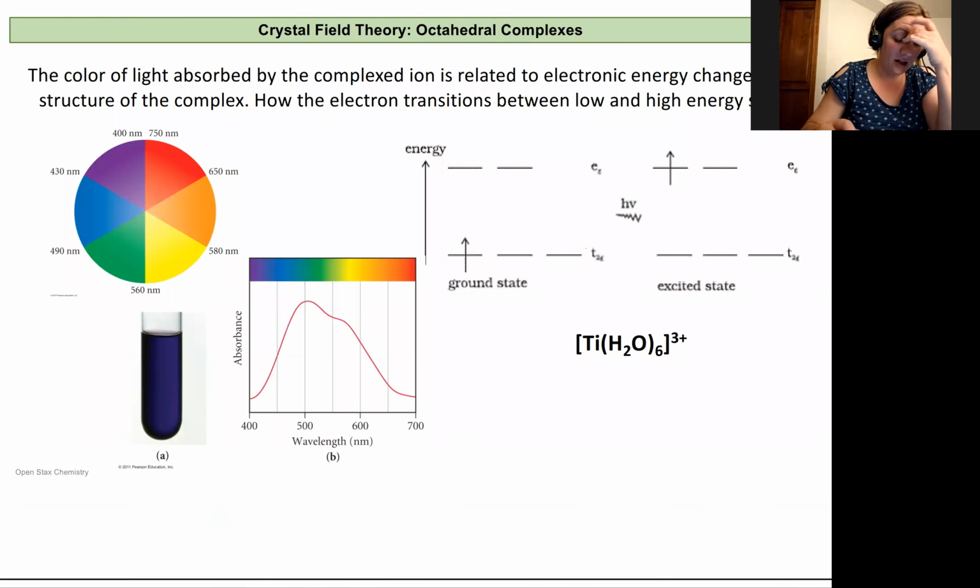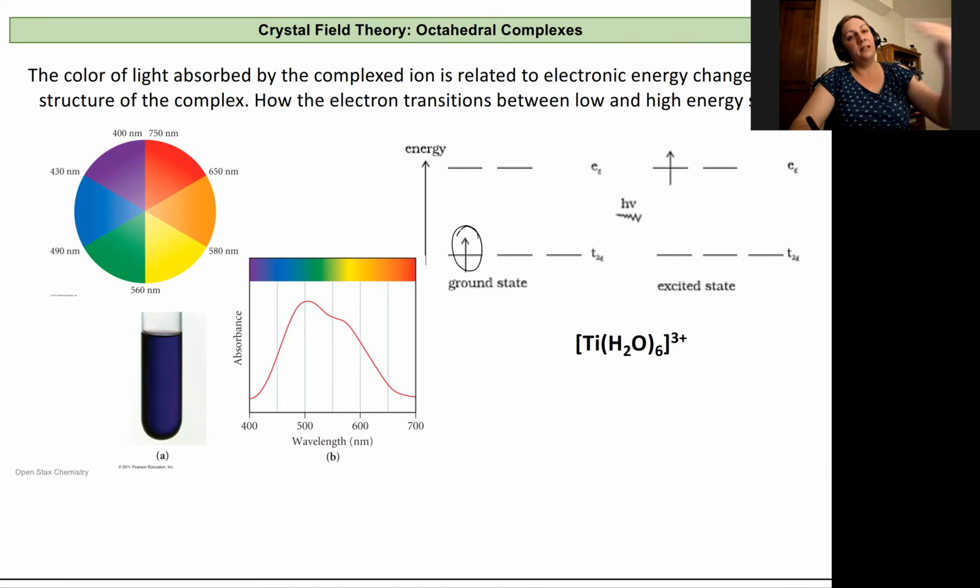Here's another example. This is titanium with 6 water molecules covalently coordinated to the titanium. Remember, we're looking at titanium +3, so we just have one electron to worry about. Our d orbitals are split based on the way the ligands are arranging themselves. We have 6, it's an octahedral pattern, and we have 1 electron.